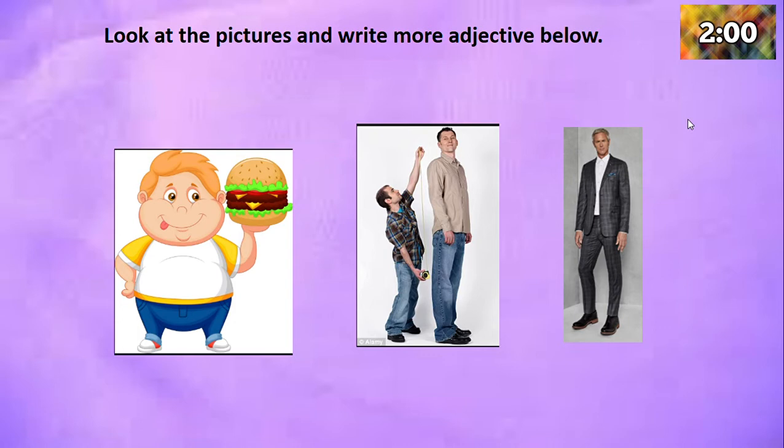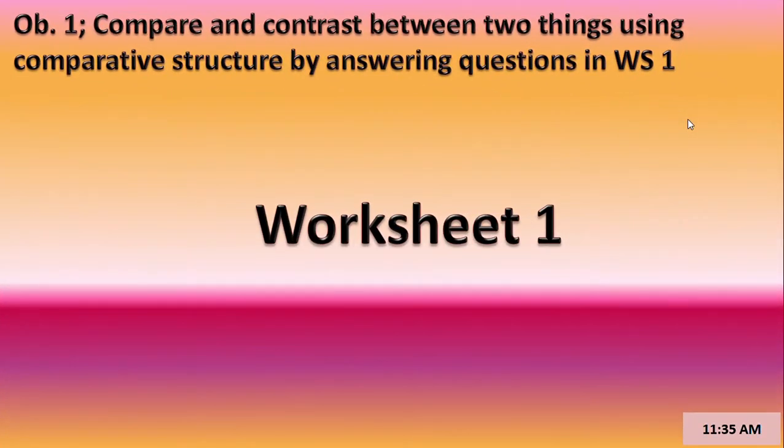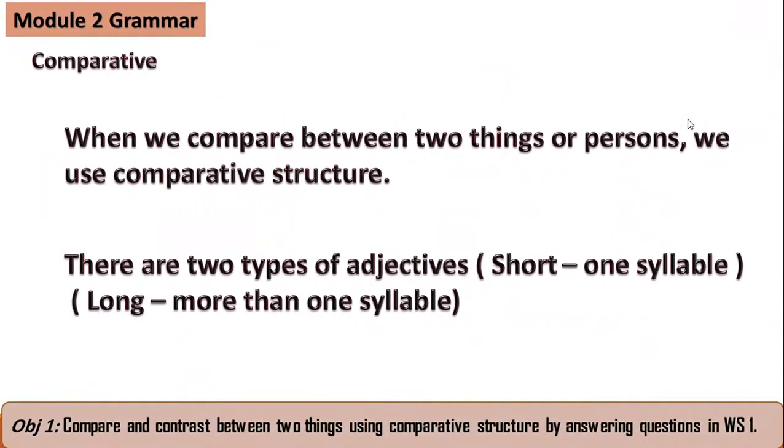Okay? Now, let's start with the first objective, about comparing and contrasting two things using the comparative structure, by answering the questions in your worksheet 1. What is a comparative? When we compare two things or persons, we use the comparative structure. This is the meaning of comparative: to compare. A comparative adjective means using an adjective to compare between two things or two persons.